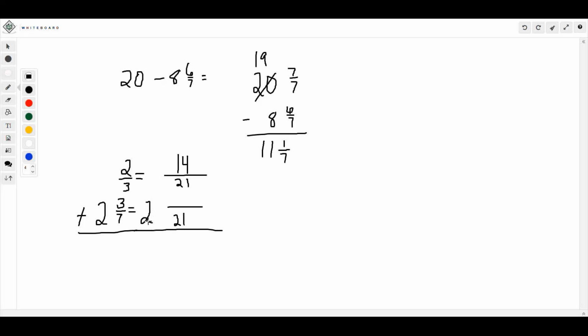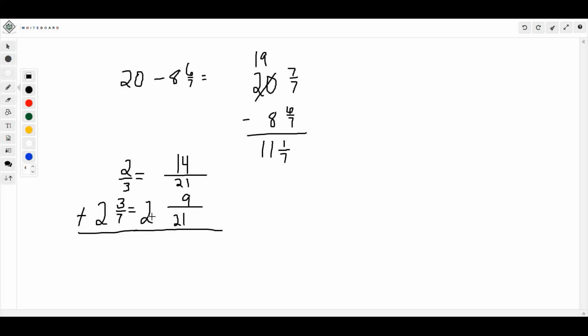Okay, and down here, 7 times 3 is 21. This 2 is just sitting there. We don't do anything with it. So 7 times 3 is 21. So whatever we do down here, we've got to do up here. 3 times 3 is 9. Okay, so now we've got our fractions that have common denominators, and we can go ahead and add.